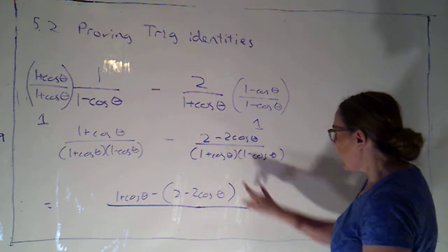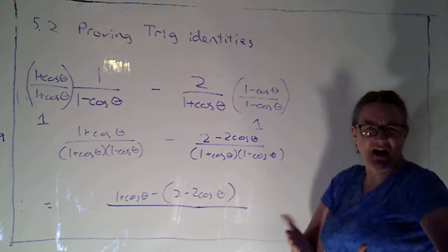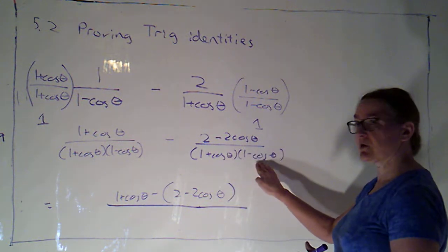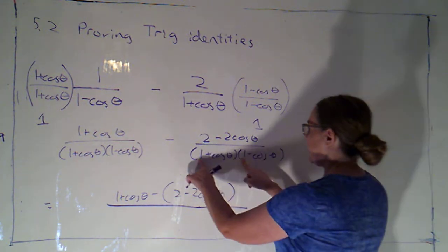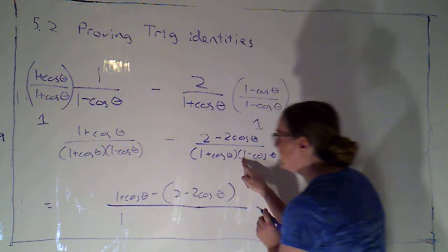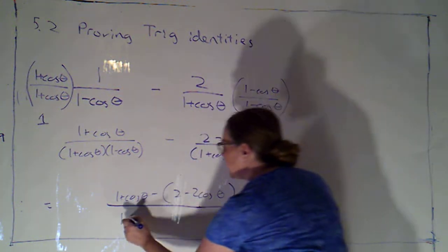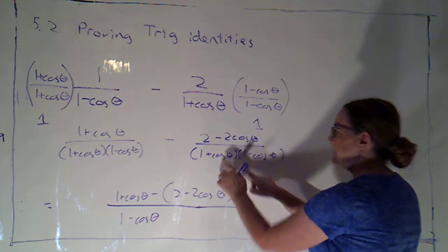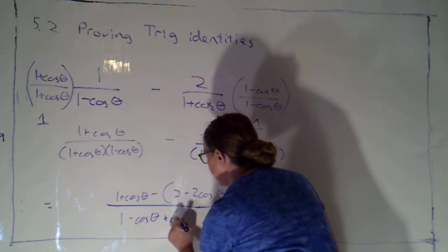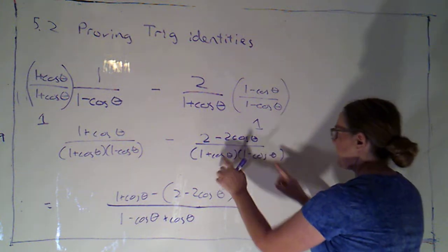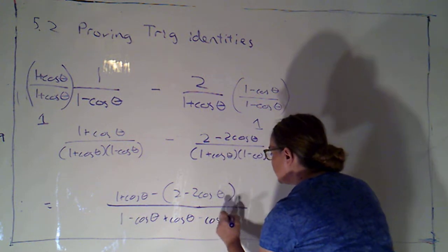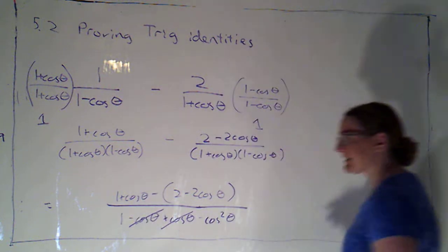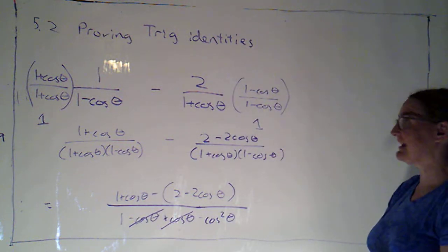Then on the bottom, I've got this common denominator, but I'd kind of like to have it multiplied out. Since it's 2 terms times 2 terms, I'm going to FOIL. So first terms give me 1. Outsides give me minus cosine theta. Insides give me plus cosine theta. And last terms give me minus cosine squared theta.